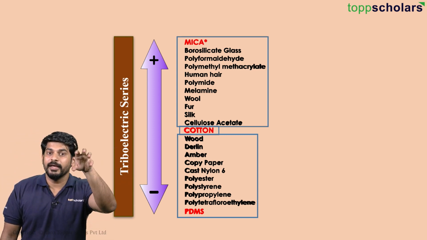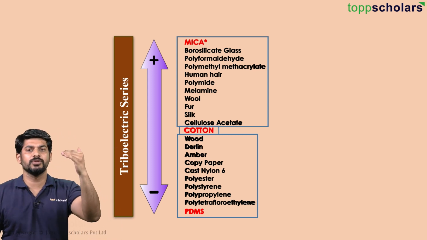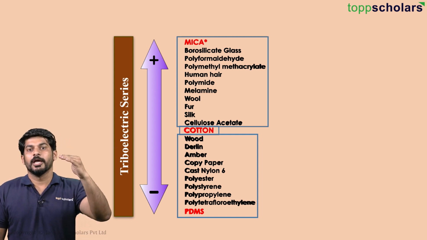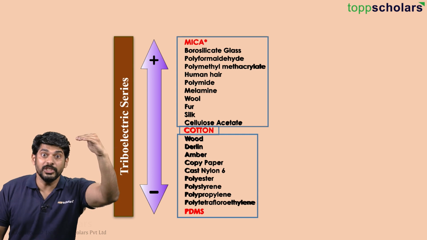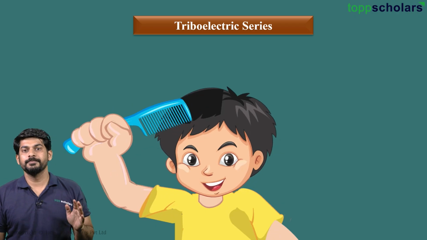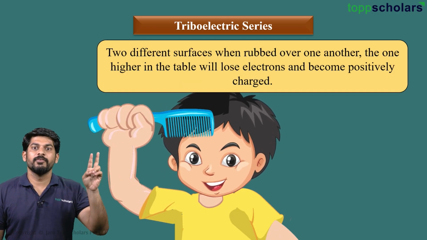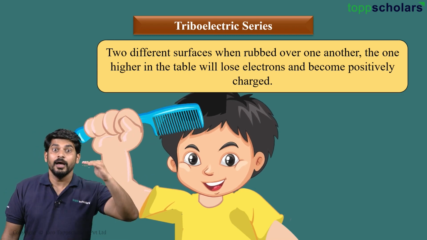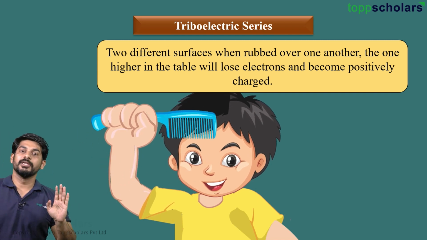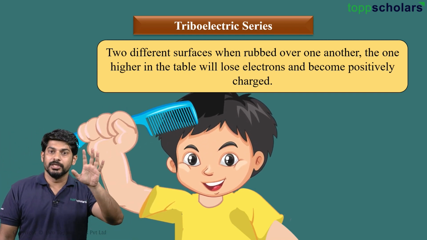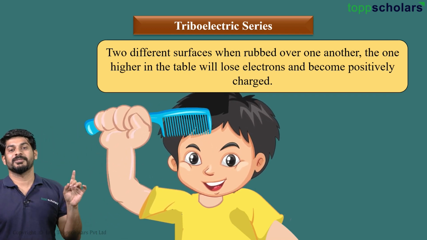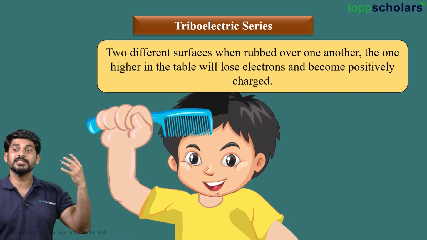So this is what this series talks about. Here we have a huge list. You can note down these names also, and from this list you can conclude which object will become positive and which one will become negative. There are two different surfaces, and when they are rubbed over one another, the one higher in the table will lose electrons and become positively charged, and the one lower in the table will gain electrons and become negatively charged. That is what this triboelectric series is all about.